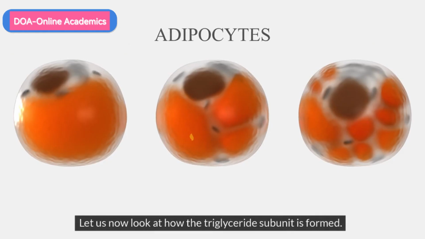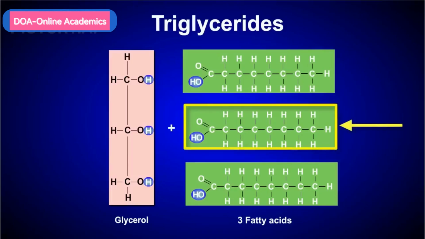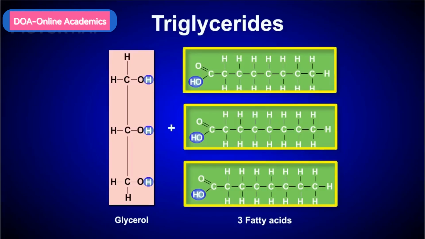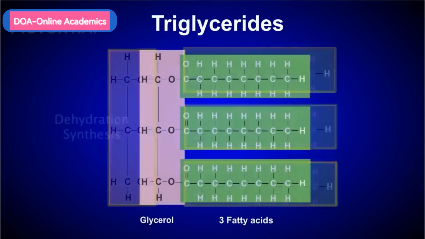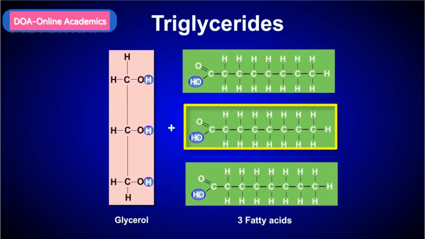Let us now look at how the triglyceride subunit is formed. Remember, a fatty acid is only a part of a triglyceride. However, it is these sections that allow triglycerides to function as efficient energy storage molecules. To form a triglyceride, three different fatty acid chains must bond with a glycerol molecule through the process of dehydration synthesis, thereby forming an ester bond.